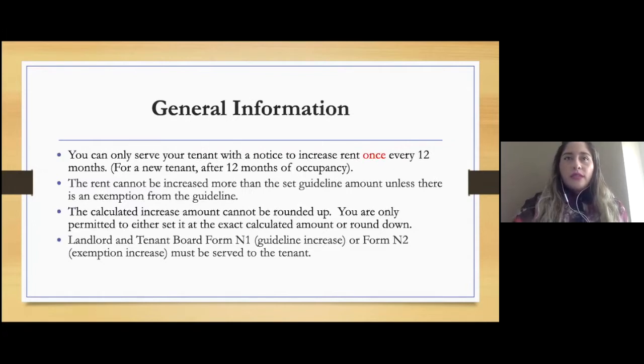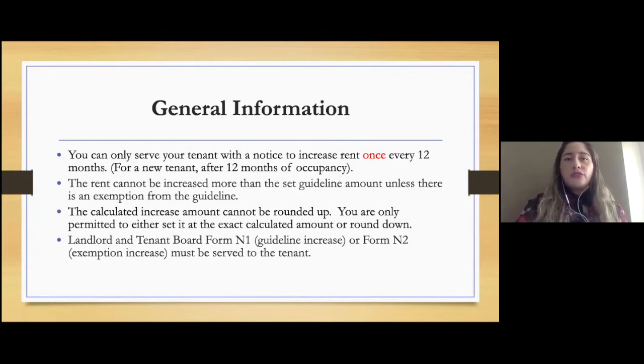There are important things to consider when serving a rent increase notice to your tenant. This notice can only be served to the tenant once every 12 months. You can only increase the rent by the approved guideline amount unless you obtained special permission from the Landlord and Tenant Board to increase the rent by a higher amount. Do not round up. Use the exact amount calculated or round down. Rounding up would mean an illegal rent increase.